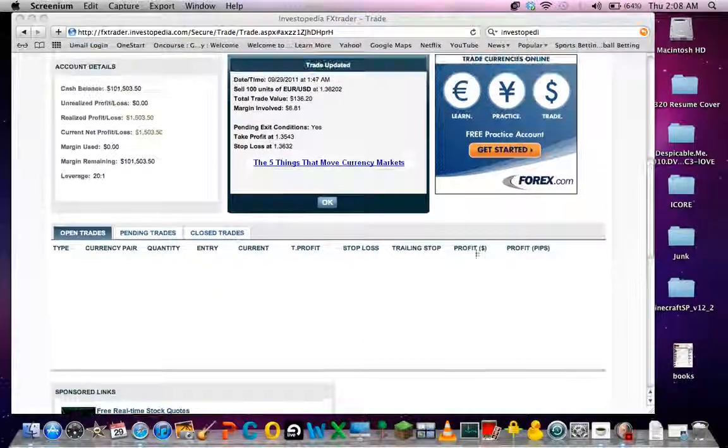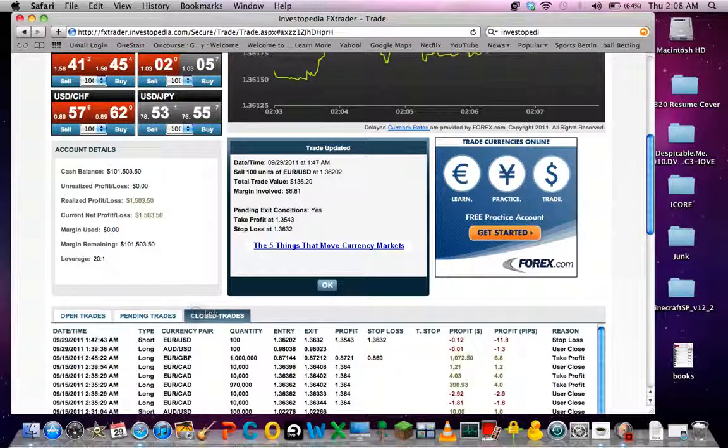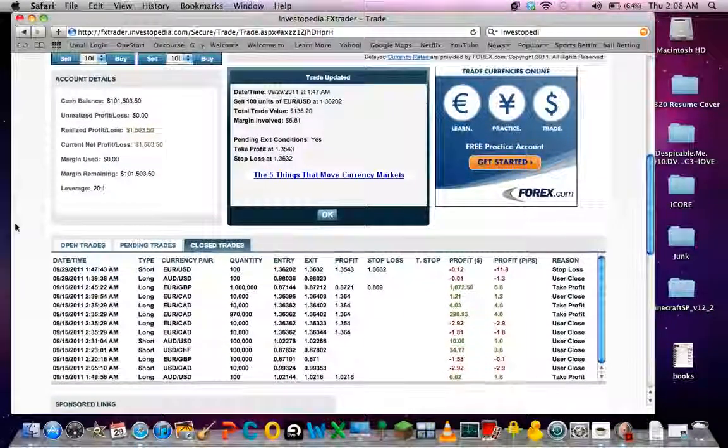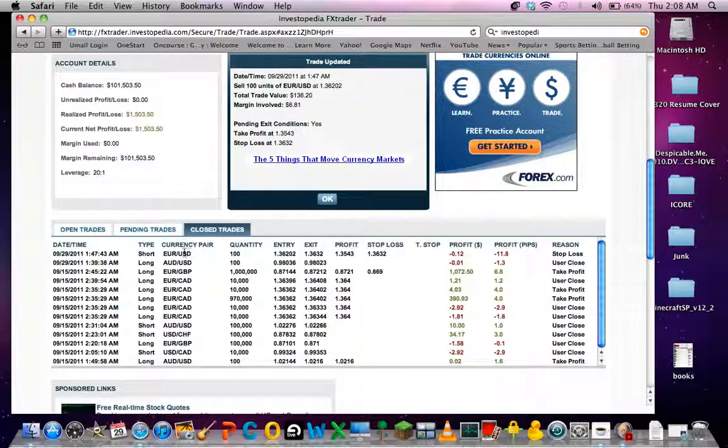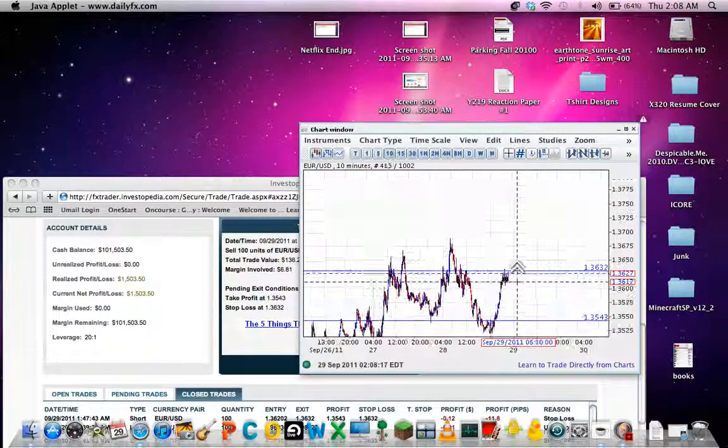Oh, it hit something. So obviously let's see if you go to closed trades. It either hit our stop loss or it hit our take profit. So it looks like it hit our stop loss. So it started to trend up. Let's look at our bigger graph here. Yep, see, it's trended up a little bit.